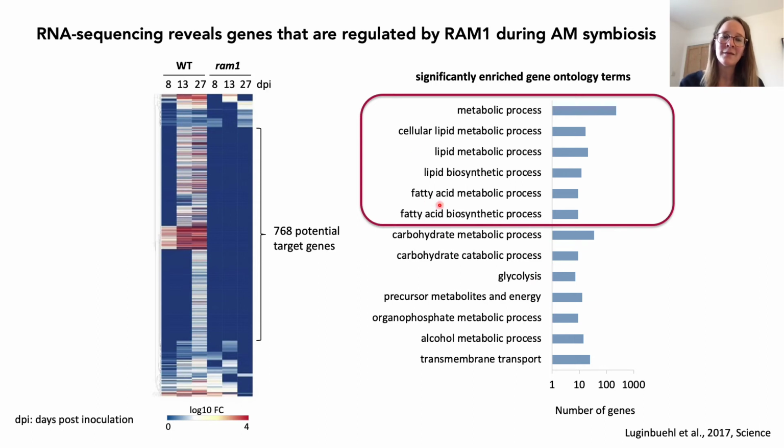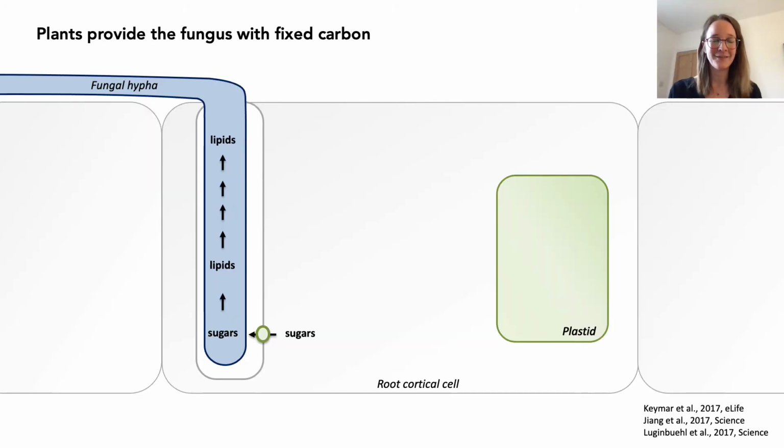But in particular, I got very curious about this lipid biosynthesis that RAM1, the transcription factor, seems to be regulating. Why would lipids be important during this symbiosis? And for a very long time, we did not know that. So to explain that a little bit more, I want to go back to the main function of the symbiosis, which is the nutrient exchange between a plant and the fungus.